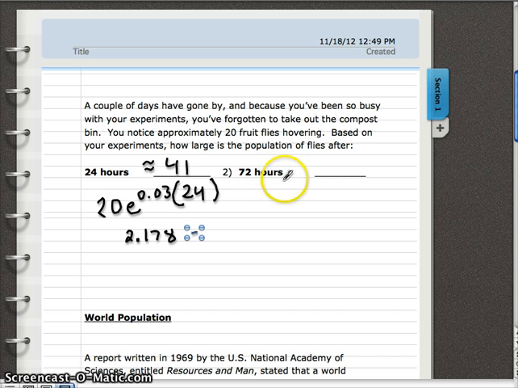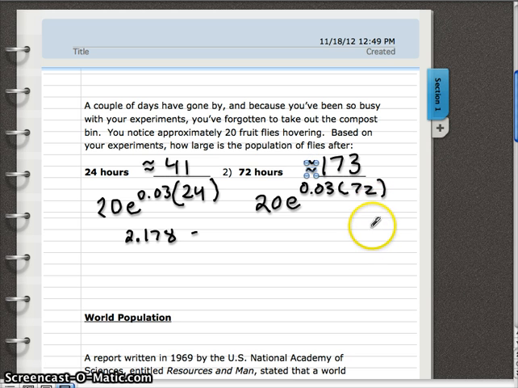If we sit on it and wait for 3 days, then how many fruit flies do we have hovering in our room? So the only thing we're going to change in our formula is that t value. Instead of 24, we're going to substitute 72. Let's do the math all over again. Pause the video if you want to do it yourself, or just follow along here. Trust that you get approximately 173 fruit flies after 3 days of it just sitting there.